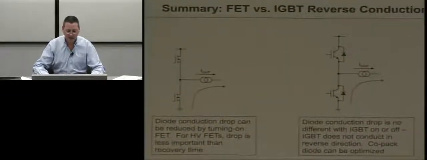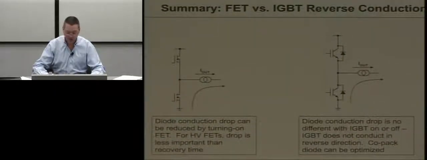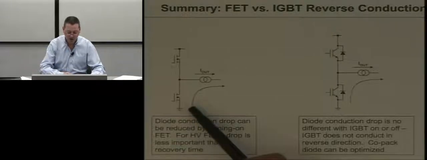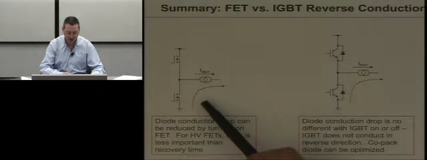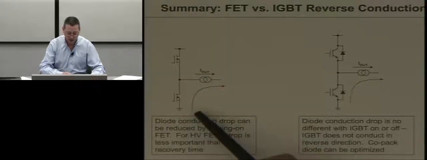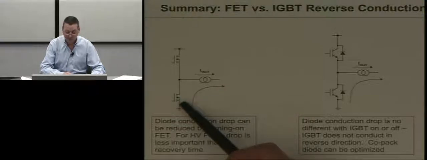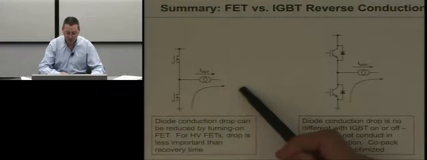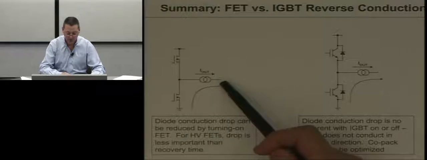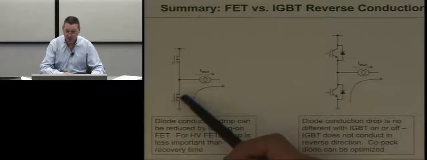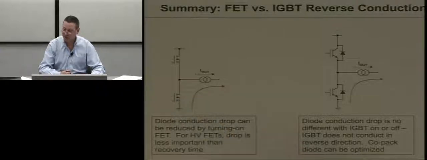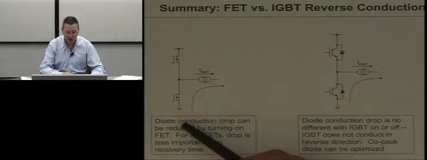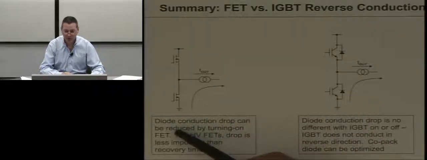So I mentioned that you can reverse conduct, and this can be an advantage. Again, I'm showing the inductor as a current source. So in any half bridge, if the low side, in this case a FET, is off and current is flowing out of the inductor, I have a diode drop. But I can turn the FET on and the channel will conduct, right? So I can make that voltage arbitrarily low. That's called synchronous rectification, and it's commonly used in low voltage circuits.